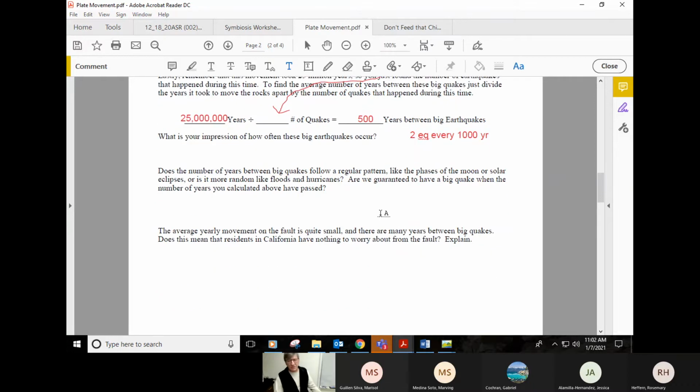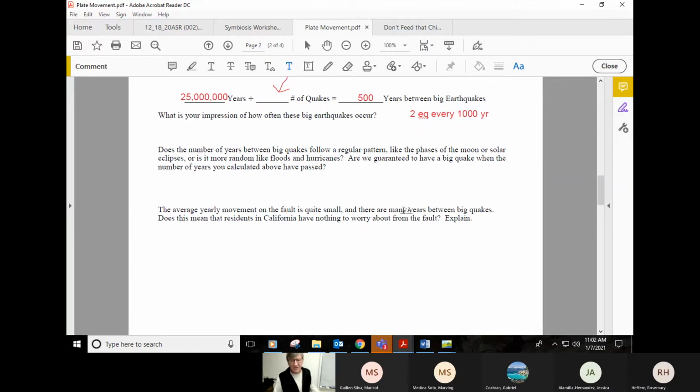All right, the last question for the San Andreas Fault section. The average yearly movement on the fault is quite small, and there are many years between big earthquakes. Does this mean that residents in California have nothing to worry about from the fault? And please explain your answer and give me a thumbs up when you're ready to do the next section on Hawaii.